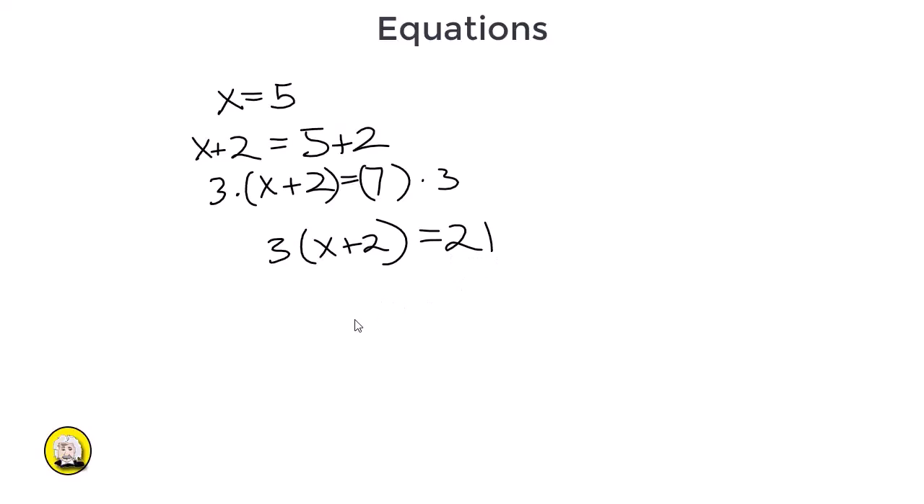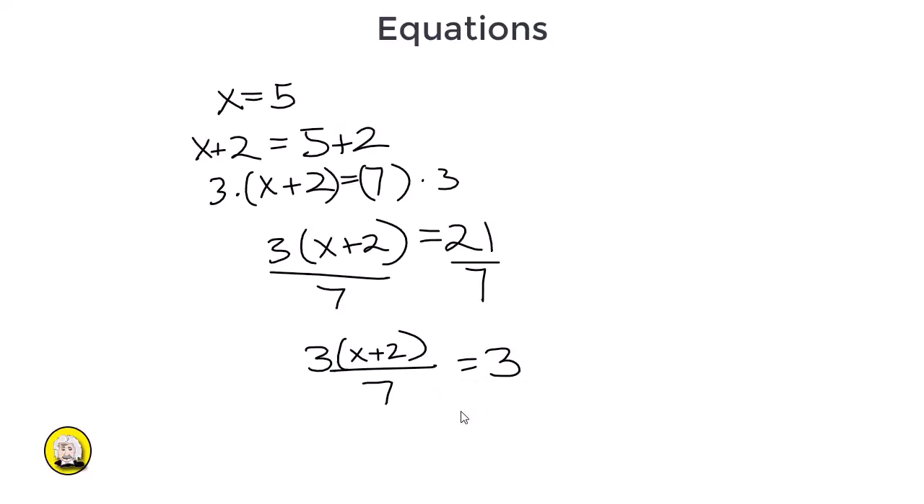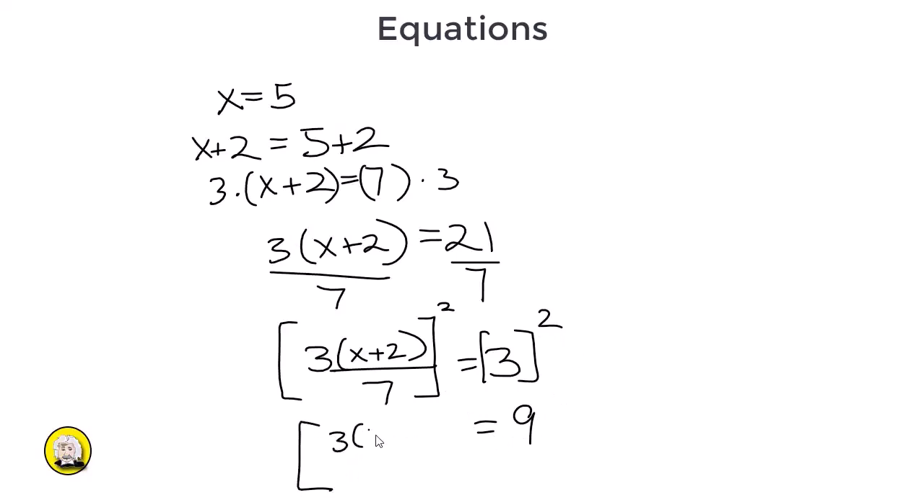And then maybe I'll try another operation. I'll divide both sides by 7. And that would in turn give me (3x plus 2) over 7 equals 3. And I might take this another step further and say square both sides. That is, multiply the entire side, each by itself. And we know 3 squared on the right side is 9, and the expression on the left side will remain ((3x plus 2) over 7) quantity squared equals 9.